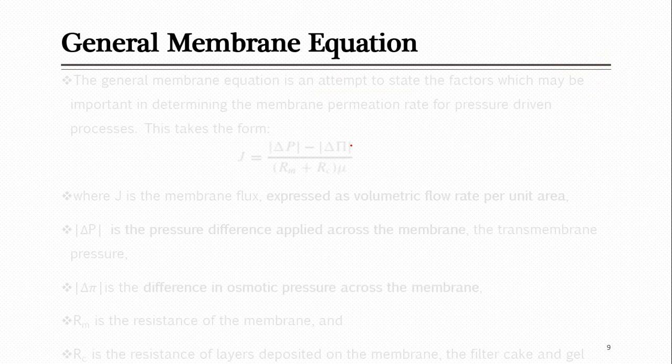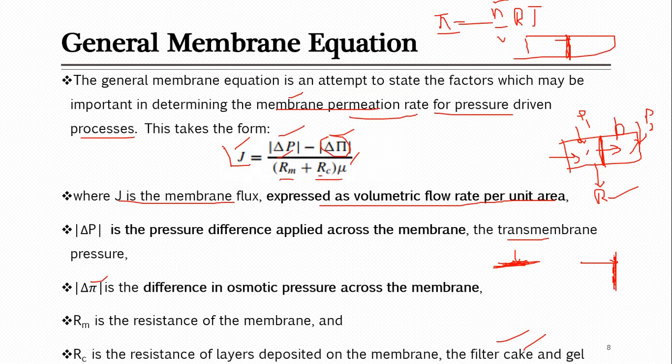What does this mean? If you look at this equation, if we want some amount of flux, some permeate rate, then to get this J, delta P should be higher than delta pi, the osmotic pressure difference. The pressure difference across the membrane should be higher than this, otherwise permeation will not take place and you will not get any permeate. So overall the pressure difference across the membrane should be higher than the osmotic pressure.